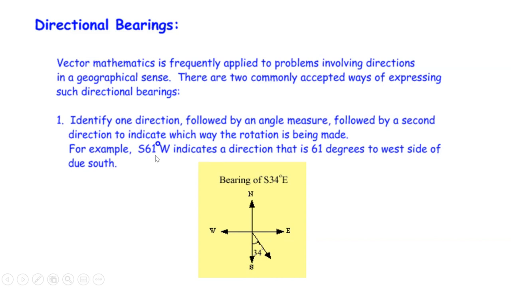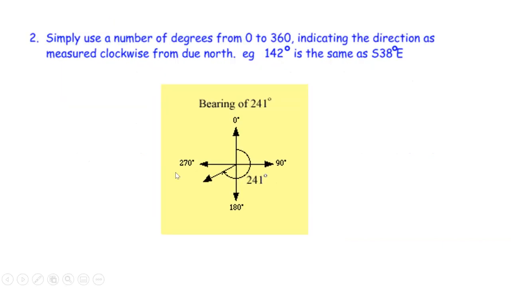So for example, south 61 west means the direction is 61 degrees to the west of due south. So if I put this over here, where I'm pointing right now, then I could put a 61-degree angle in between those two, and that would be south 61 west. So that's one way that you can represent bearings.